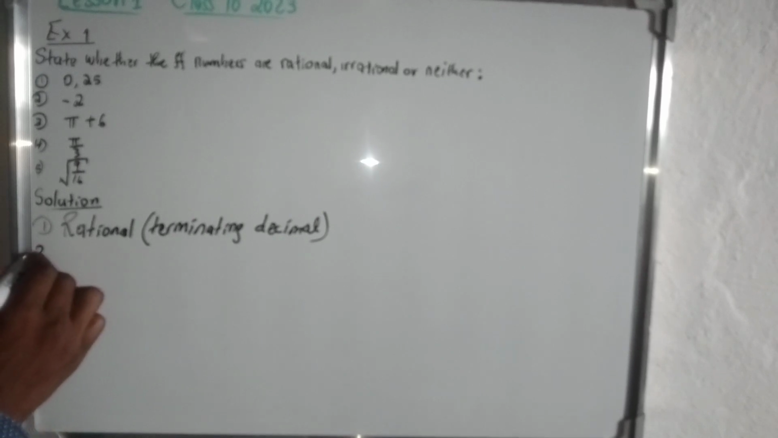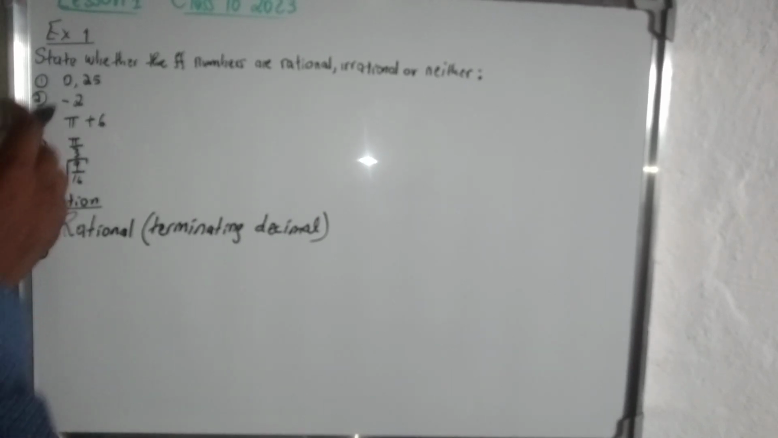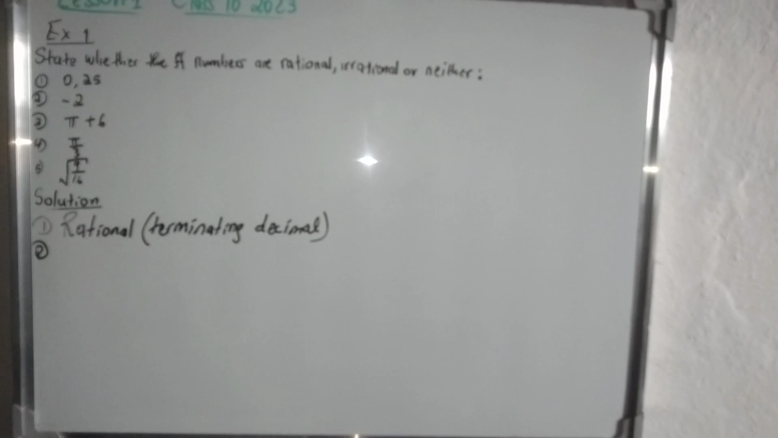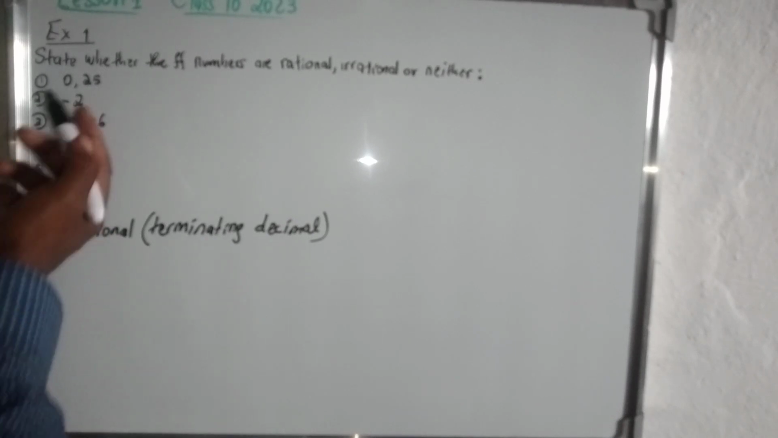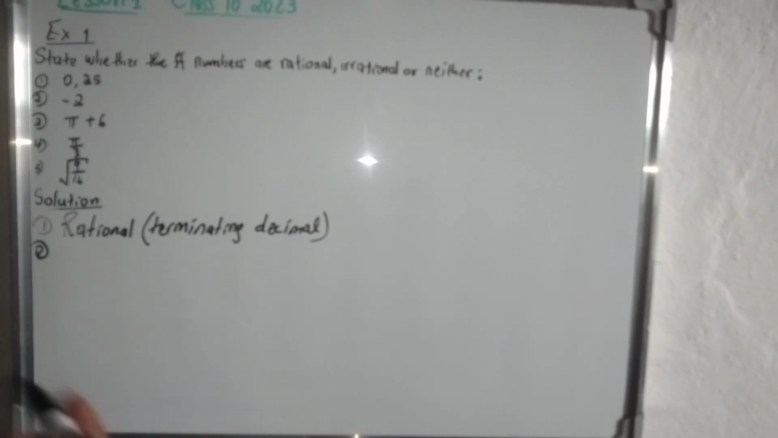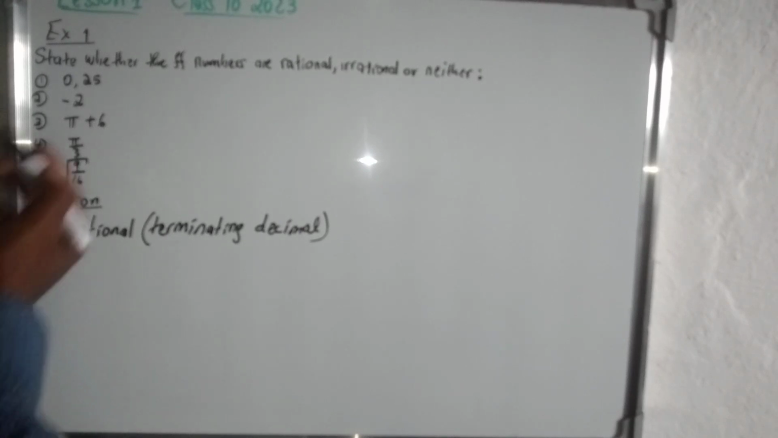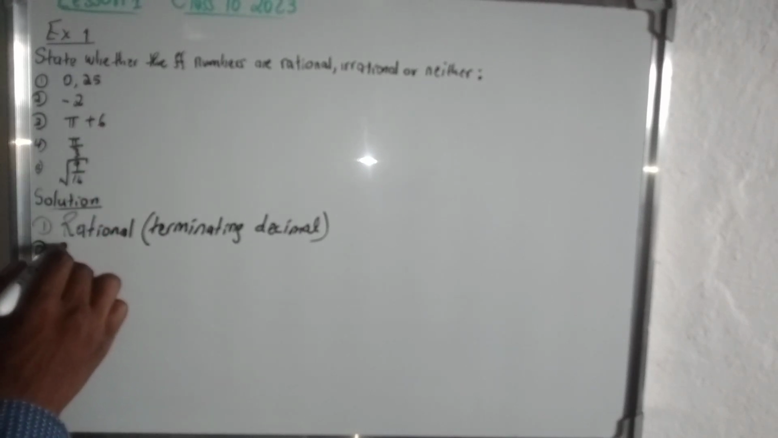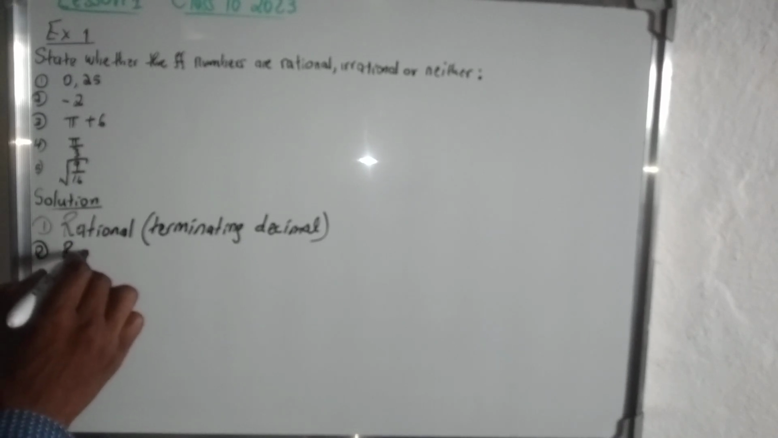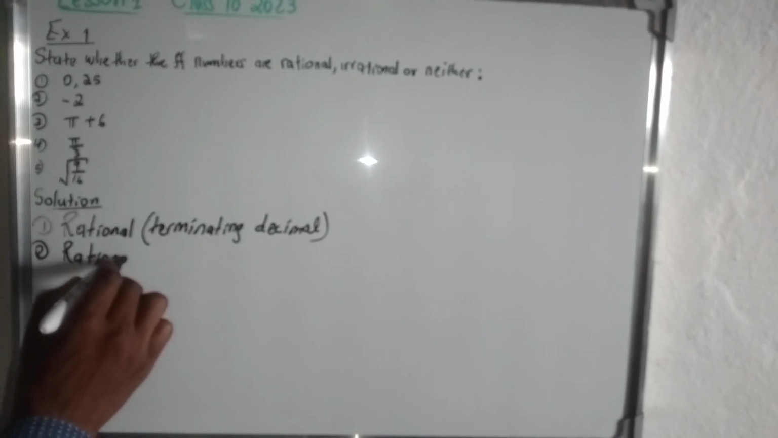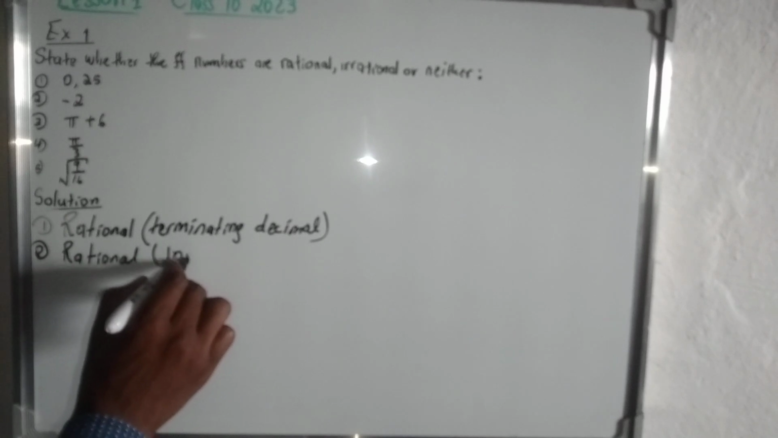Then number 2, we want to look at the negative number. The negative number is known as an integer. So remember that negative number is under rational, because integers are under rational. Rational. Why? Because it is an integer.